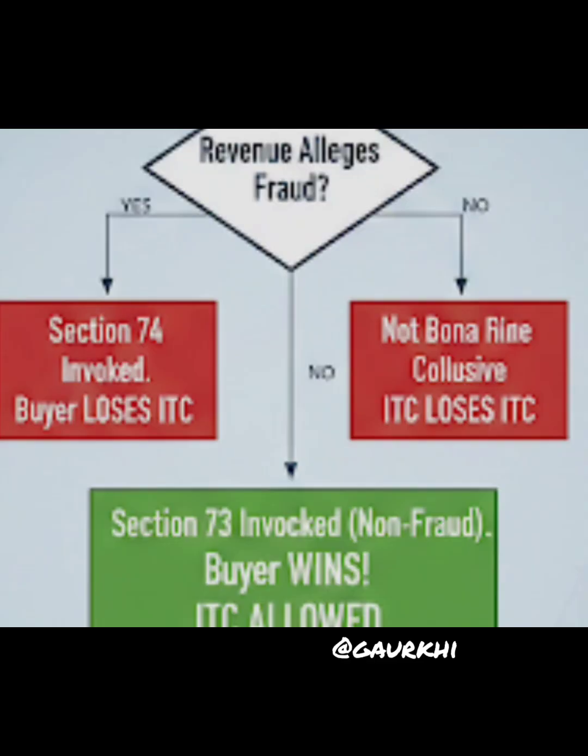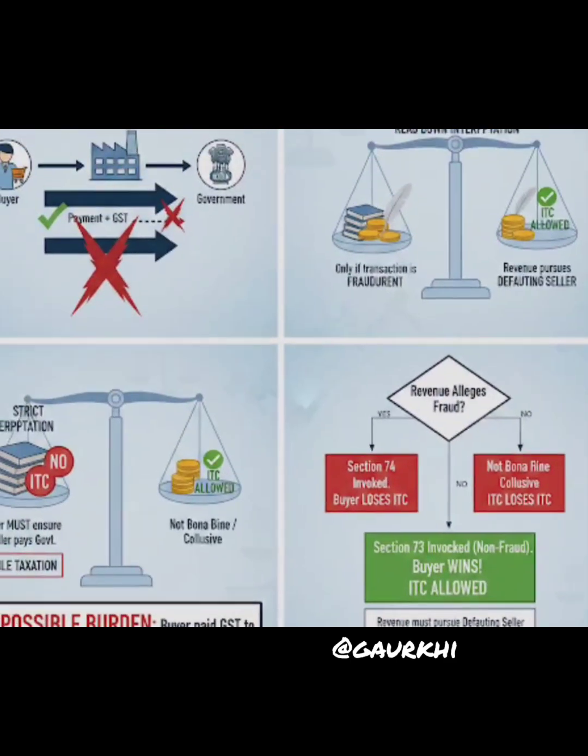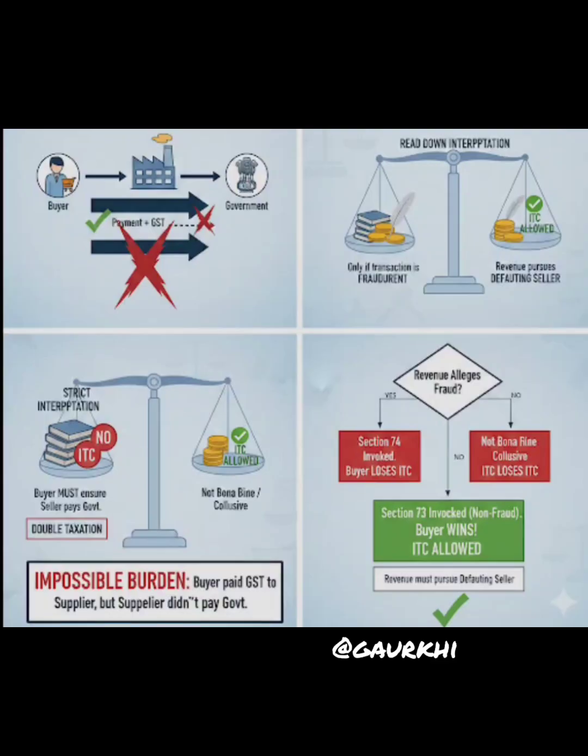We are not on the default side. This is not a bogus purchase. The genuine purchase is there. The goods are with me. The invoices are with me. So on the outward supplies of those goods, I can take the ITC credit of the purchases, even if the seller hasn't paid the taxes. That is not my fault. So the section 73 proceeding which was invoked, that is non-fraud, is decided in favour of the buyer and the buyer wins the case. So this is simply a case of bona fide supplies.